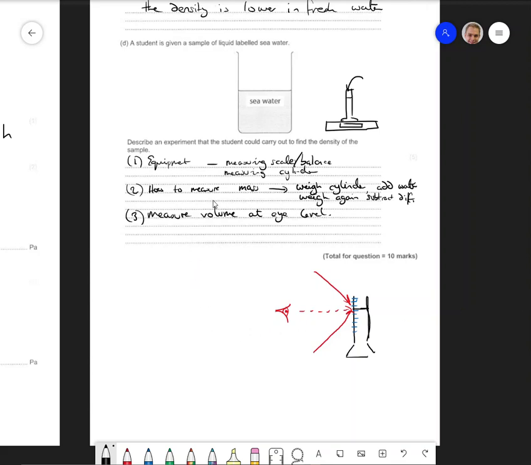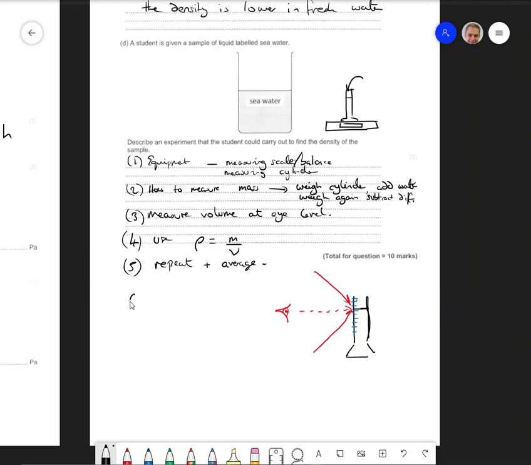Right. So what have you got? You've got some equipment. You've taken a measurement of mass. You've taken a measurement of volume. So the fourth thing you need to do is use density equals mass over volume. There's a mark for doing that. And then the final thing that I would say to do is repeat and average. Almost invariably, there will be some marks for saying repeats and average. This isn't the most generous one.